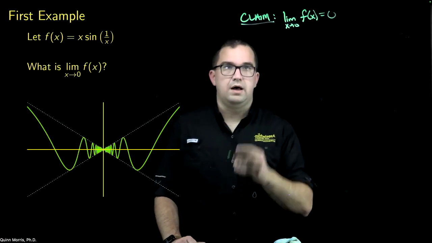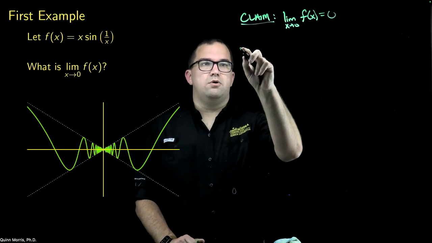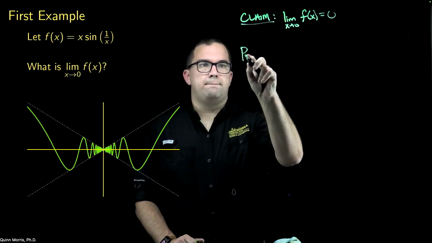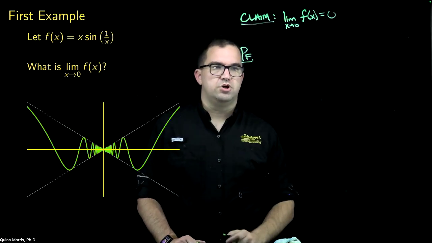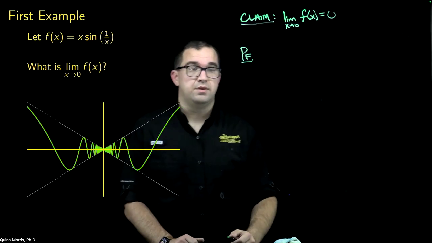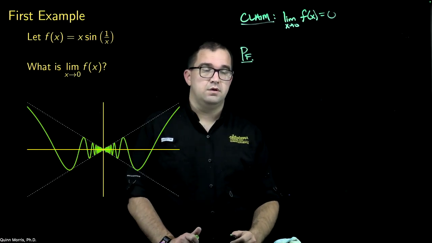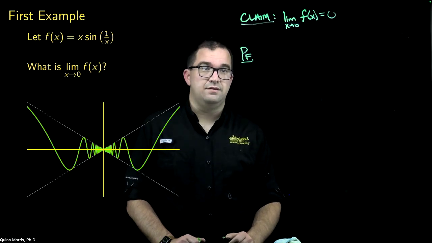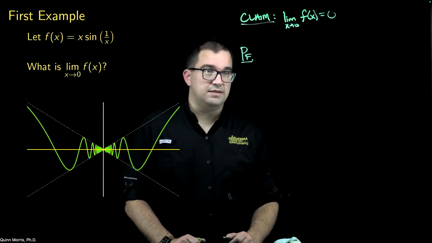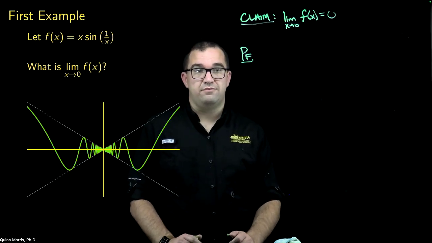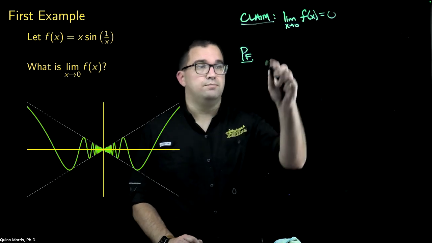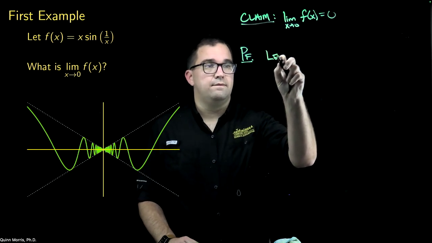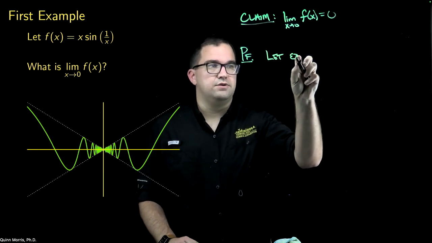Okay, so how do I prove this? I need to show that for every epsilon, there exists a delta, such that whenever x is in the domain of f, and the absolute value of x minus a is between 0 and delta, then the absolute value of f of x minus L is less than epsilon. So to prove this, I'm going to take an epsilon greater than 0.